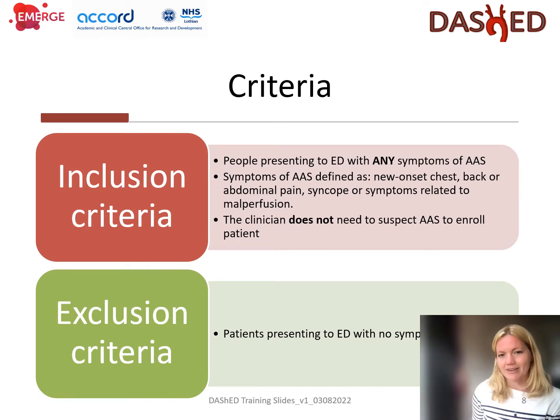Okay, so our criteria. Inclusion criteria is any patient that presents to the emergency department with any symptoms of acute aortic syndrome. Symptoms of AAS are defined as new onset chest, back or abdominal pain, syncope, or symptoms related to malperfusion. The clinician does not need to suspect acute aortic syndrome to enroll the patient.